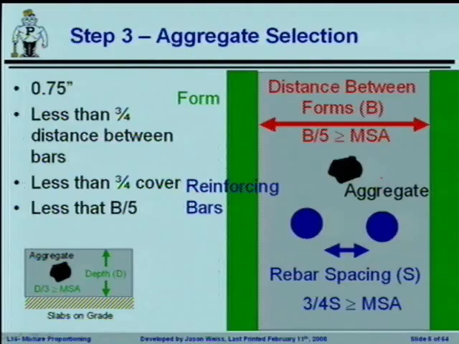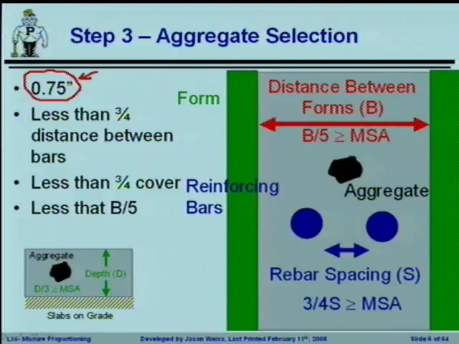Step 3 is the aggregate selection. As mentioned, we're using a 0.75 maximum size aggregate. This is typically going to be dictated by the aggregate that's most commonly used at a particular place that you're working. Unless you're doing a lot of material design and you're going to start buying different types of aggregates. In that case, you may actually go out and try to find the largest aggregates that you can.